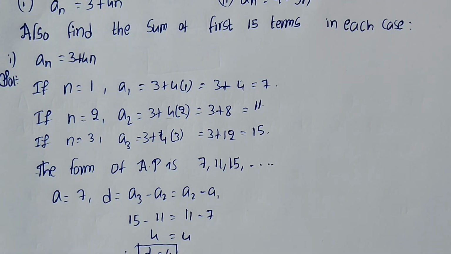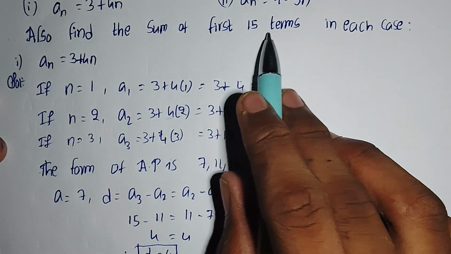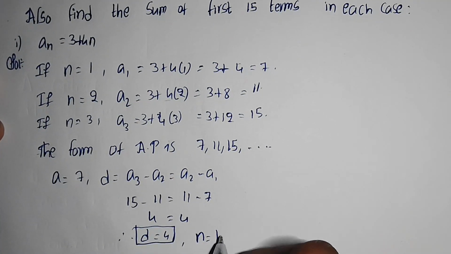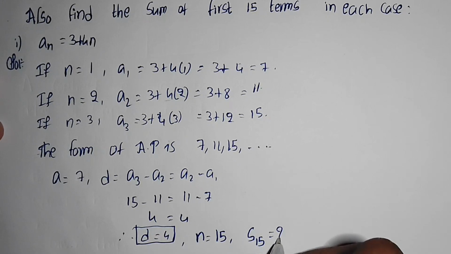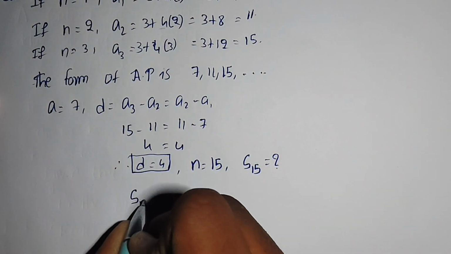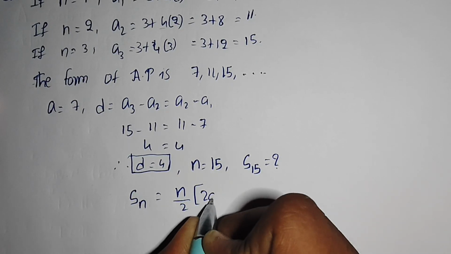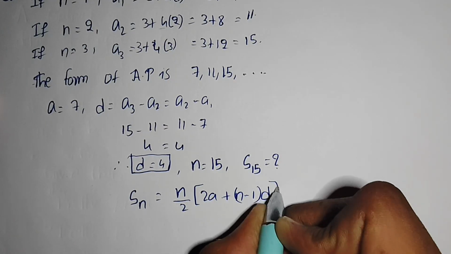Understand? What did he ask in the question? He asked to find the sum of the first 15 terms. So the value of n is 15, and we need to find S15, the sum of 15 terms. We know the formula to find Sn, the sum of n terms, that is n/2 into (2a + (n - 1) into d).